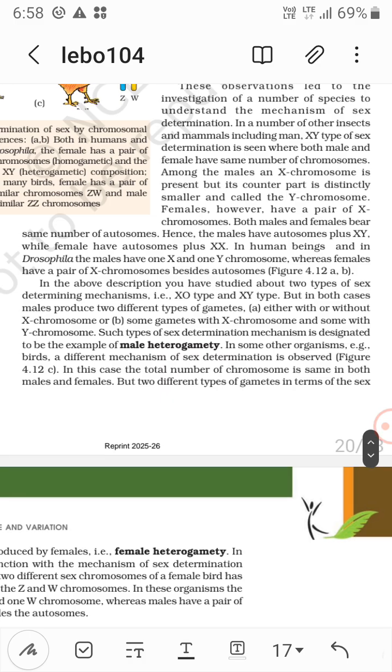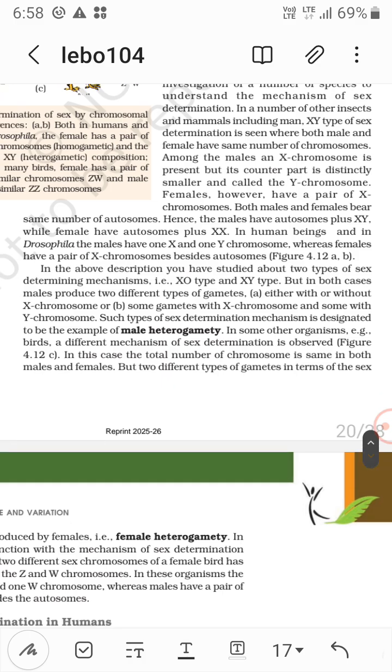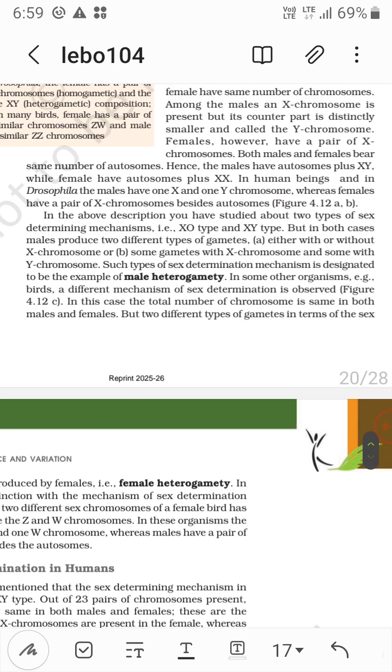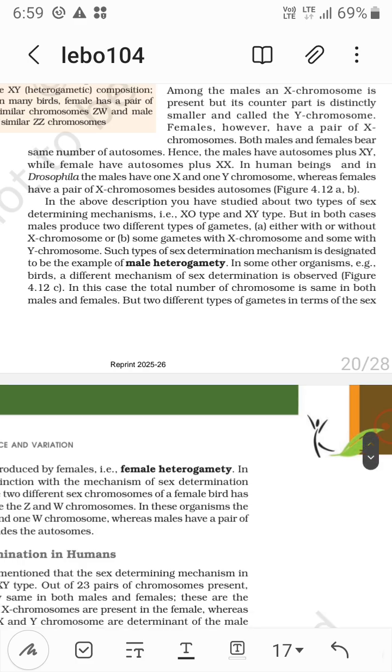Now, in the above description, you have studied two types of sex determination mechanisms, that is, XO type and XY type. In both cases, males produce two different types of gametes, either with or without the X chromosome. If it is XX, it is female, and if it is XO, it means male.